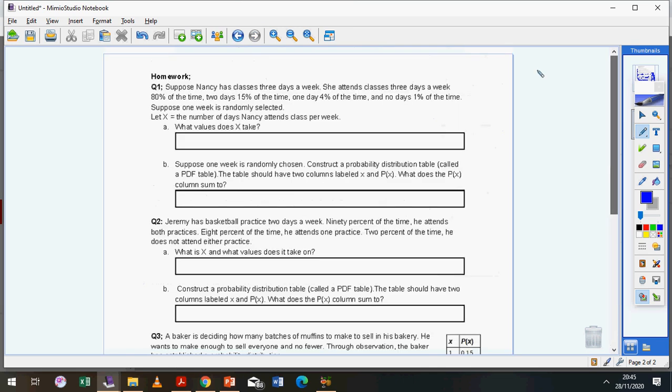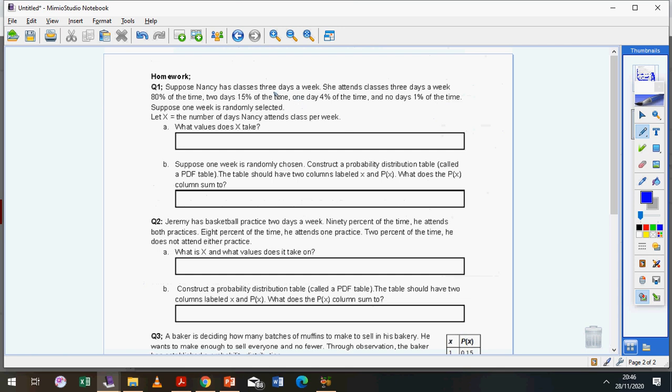Another example. Suppose Nancy has 3 classes a week. She attends the 3 classes 3 days a week, 80% of the time, 2 days a week, 15% of the time, and 1 day 4%. No days 1% of the time. Suppose that the week is randomly selected. Let X be the number of days Nancy attends class per week. What values does X take on?